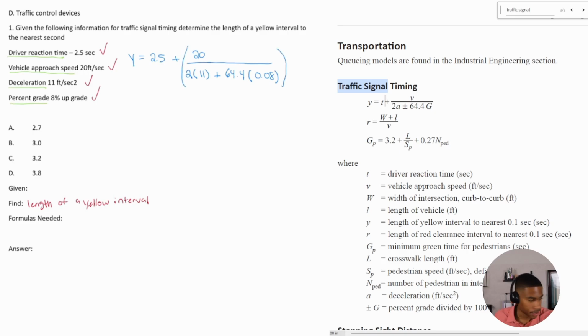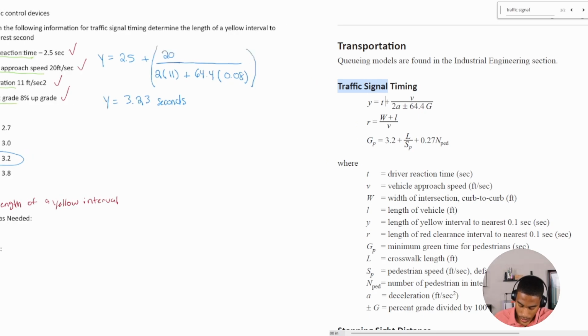Okay, so now it's just time to solve. And once you do solve all of that, you should get y is equal to 3.23 seconds. All right, let's move to number 2.